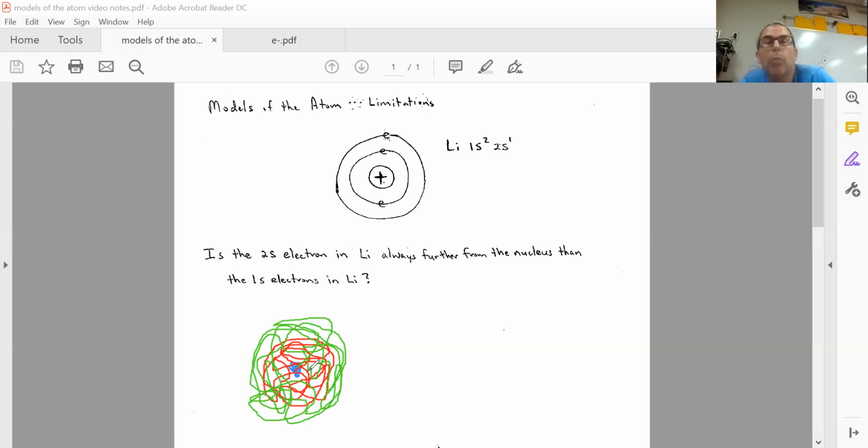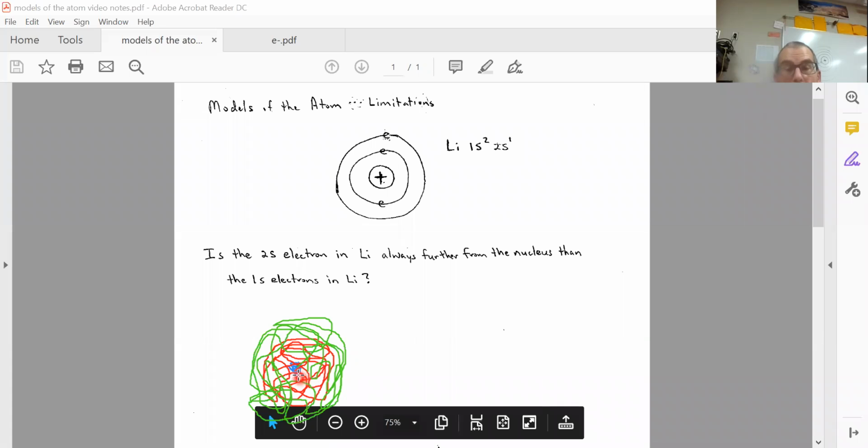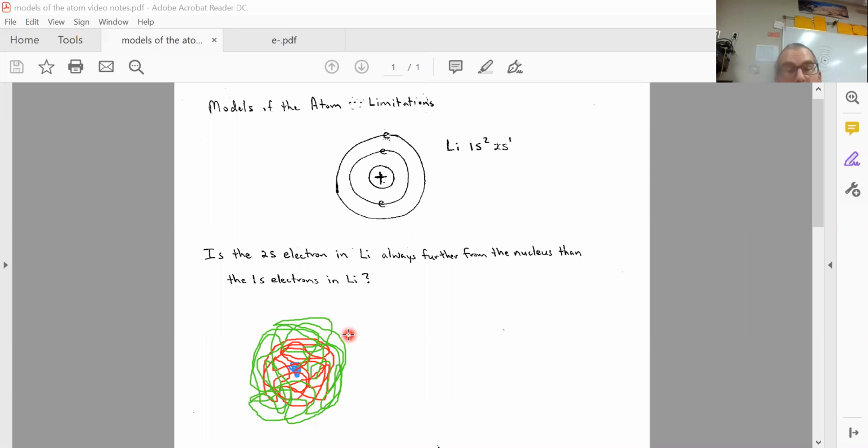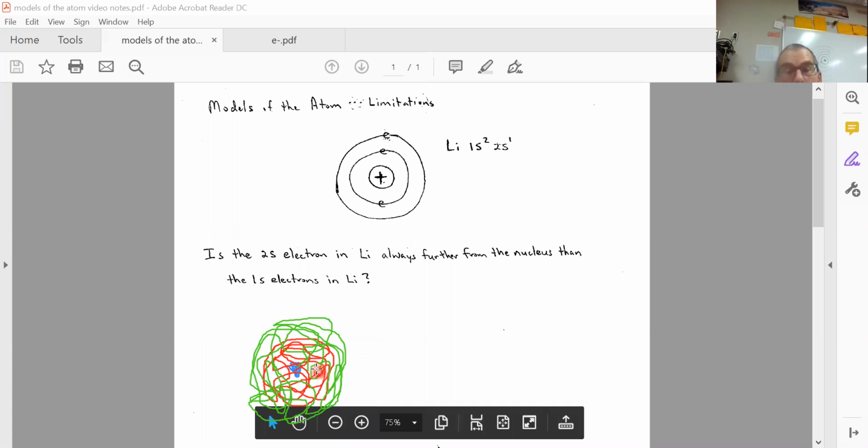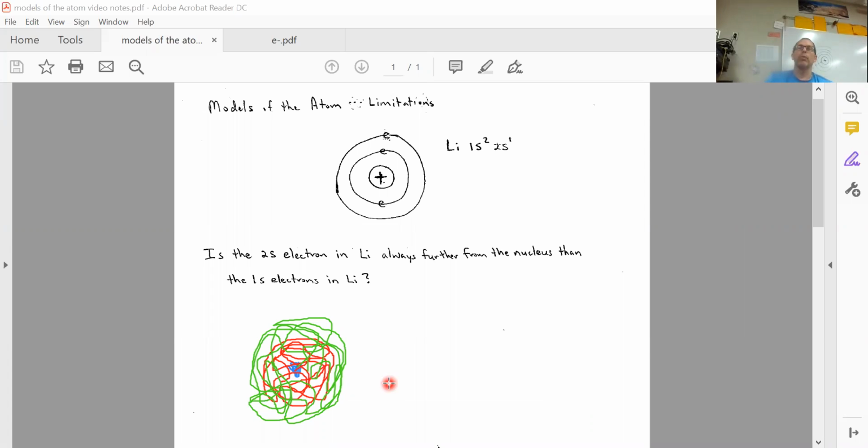Okay, so what we have here now is kind of an overlay of the nest, and the low energy bee is in red, and the high energy bee is in green. Notice that on average, the high energy bee is further from the nest than the low energy bee. But at any one point in time, the lower energy bee might be closer to the nest than the higher energy bee. This is the same story with the 1s and the 2s electron.